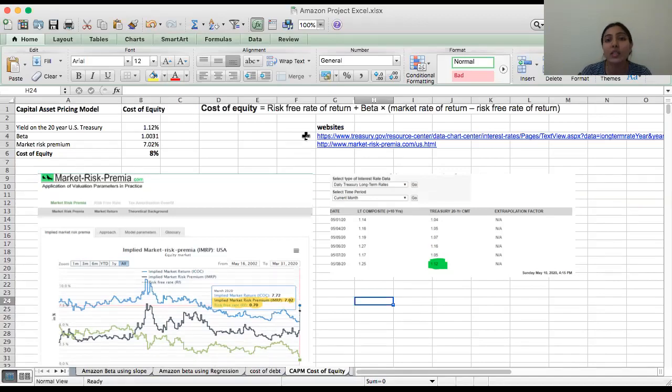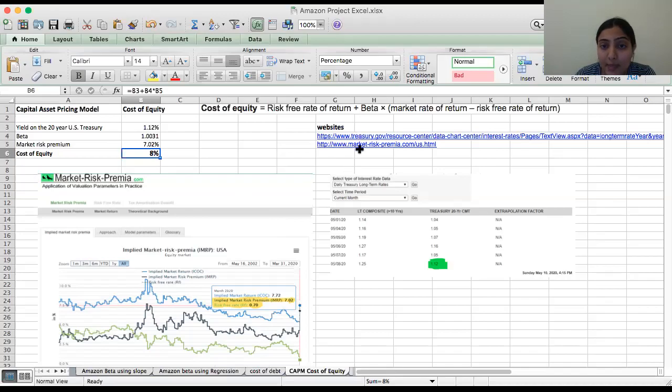So I applied it in the formula. I've used the yield on the 20-year US Treasury as the risk-free rate, plus beta, which is 1.0031, which I already showed you how I found, and then multiplied it with the current market risk premium. So let's see, here it is. So my cost of equity for the capital asset pricing model is 8%.